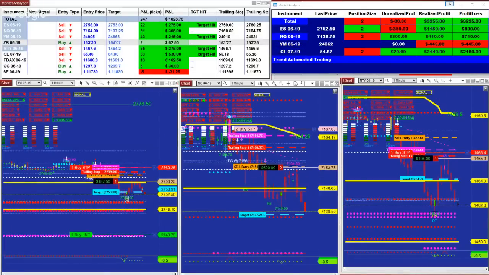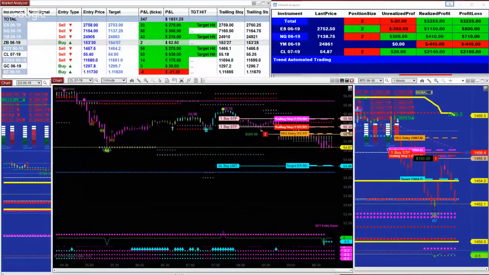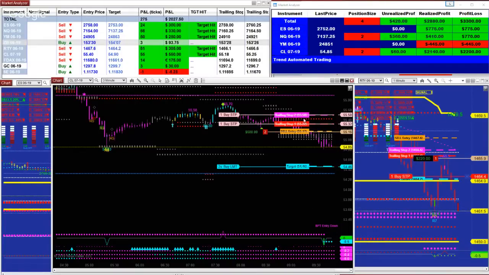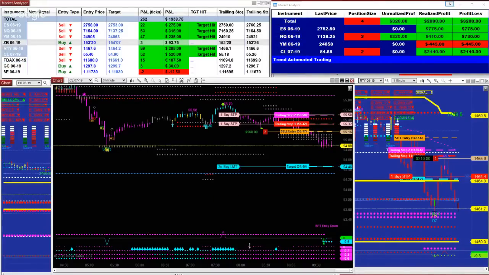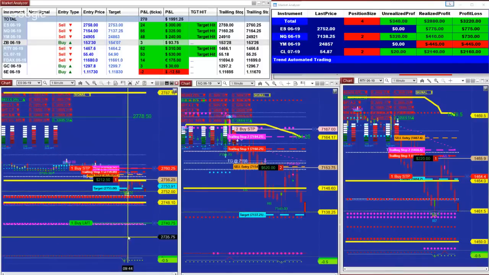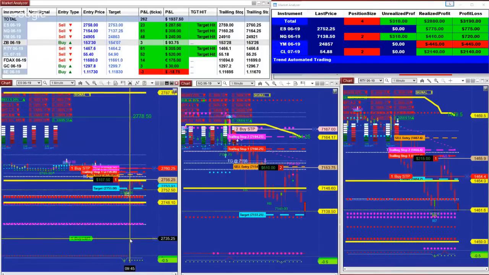But on the fully automated, like this one here, if you try to drag the target, it goes back to the original because it is fully automated. And if you try to extend the stop loss, it goes back, because this is fully automated. I personally enjoy the ATM, where I can decide where I want to take it.